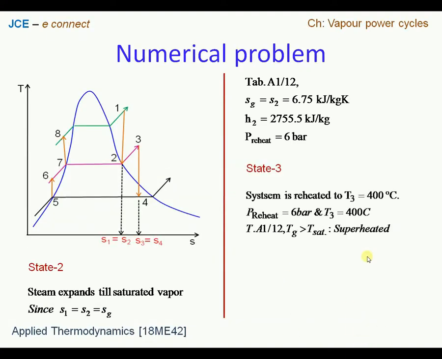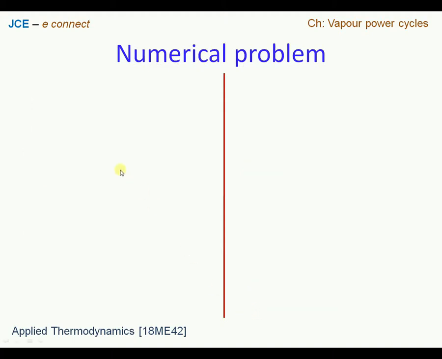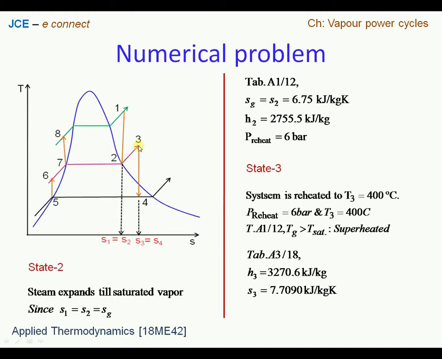So at state point 3 it's a superheated table, so we refer to the superheated tables and we trace the values of H3 and S3. Now let's proceed with state point 4. Please recall that from state point 3 to state point 4 it is isentropic expansion happening in the low pressure turbine. Therefore we wrote S3 is equal to S4. So whatever value we obtained for S3 is also valid for S4.